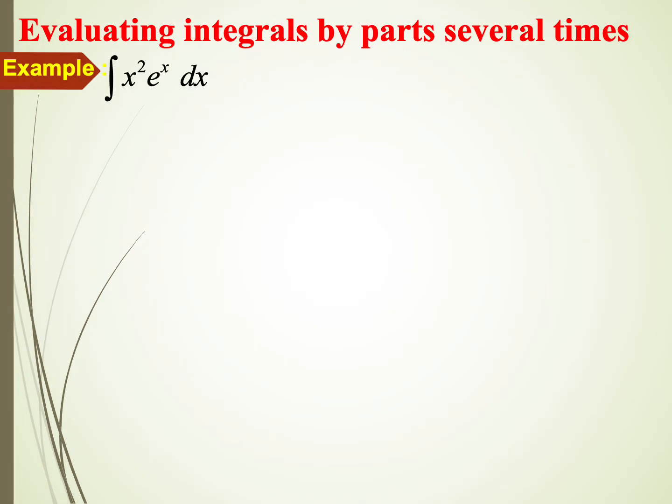If you look at this example here, the integration of x squared e to the power x. I need to recall why I should use integration by parts. It means integration of the product of two functions that are not related to each other, not a function with its derivative like substitution. And from the name parts, we will divide this integration into two parts. One we will call u, and one we will call dv.